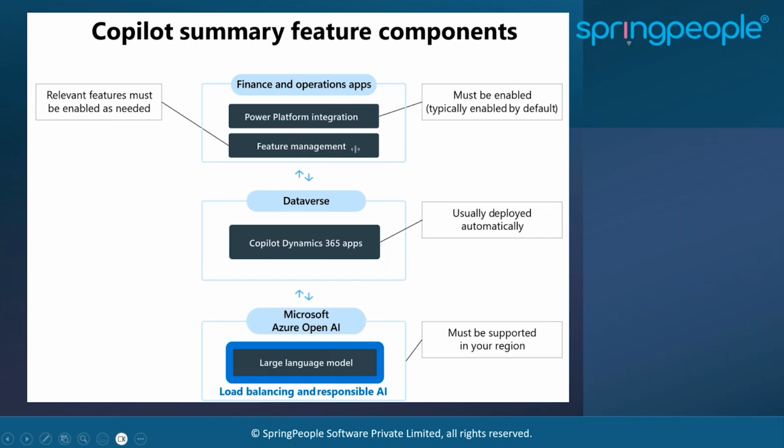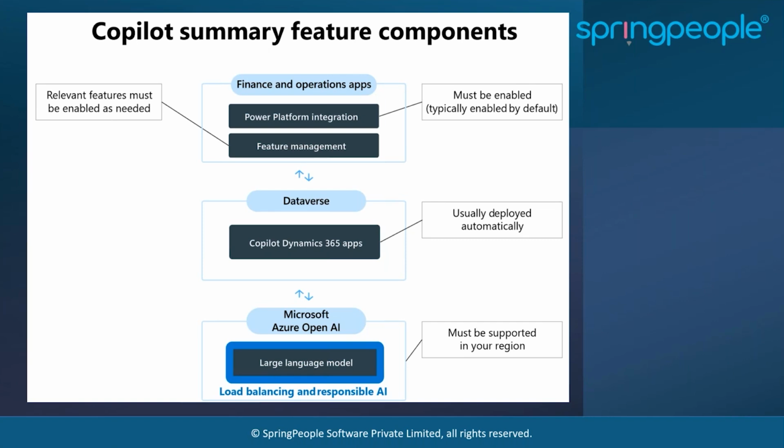The only thing is feature management added as a layer, which tells you to enable or disable the feature. And at the end of the day, it's a part of Azure OpenAI, where, whatever region you are supported in, it gets the appropriate information and data on how to use it for the feature purpose for your finance and operations. This is the feature component which is there in Copilot for summary in finance and operations.